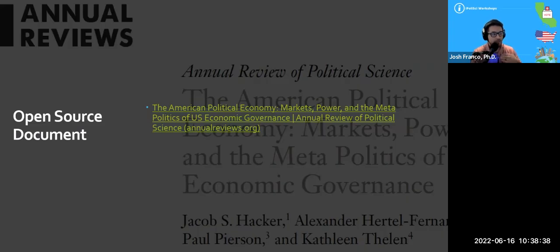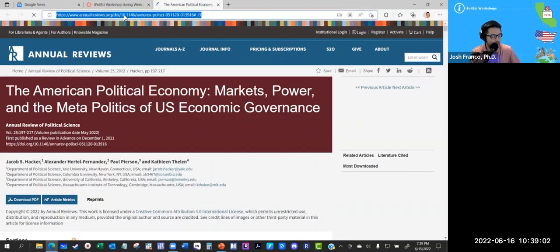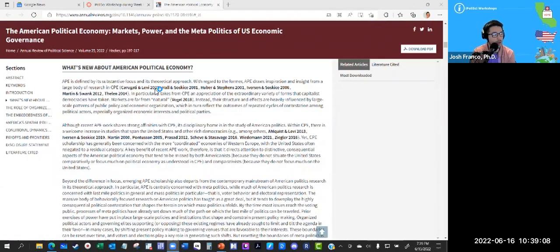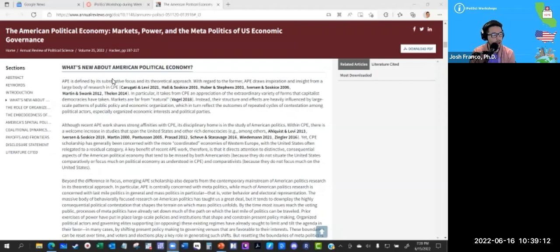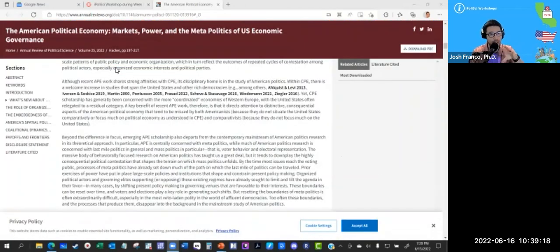So this is based off an open source document titled The American Political Economy, Markets, Power, and Metapolitics of U.S. Economic Governance in the Annual Review of Political Science. I'm going to click open this page and let it show for us. And I'll post a link in the chat so you guys can check it out. This is a Creative Commons licensed article, which means it's freely available and you can read the whole article for yourself. It gives a healthy overview of this emerging field, and a lot of the content from today's presentation is drawn from this article and or the book that's associated with this article. So I just want to bring that to your attention.